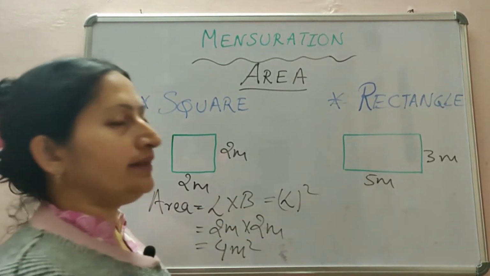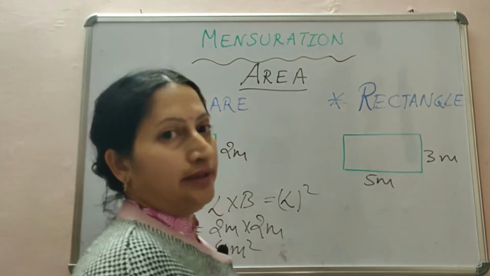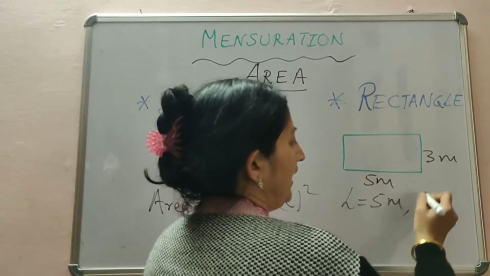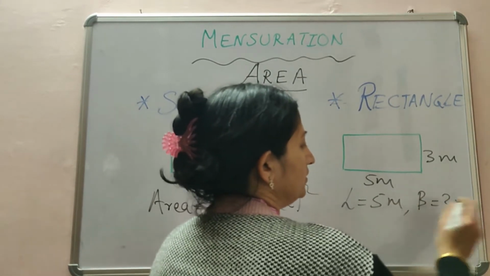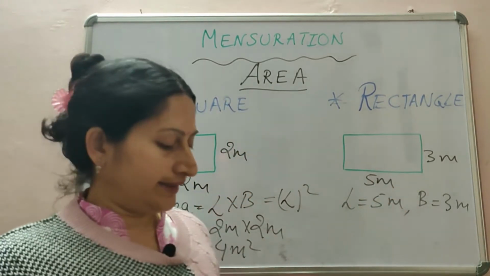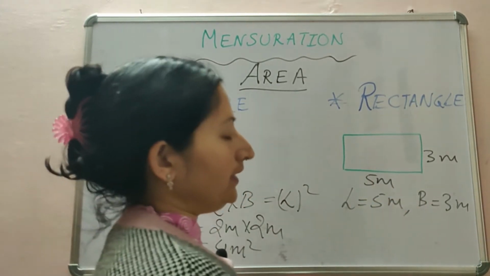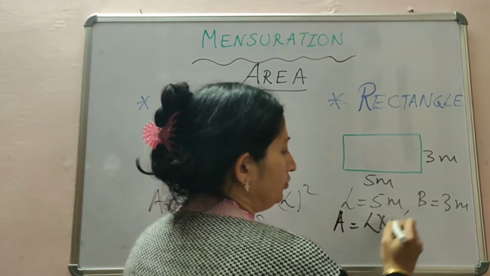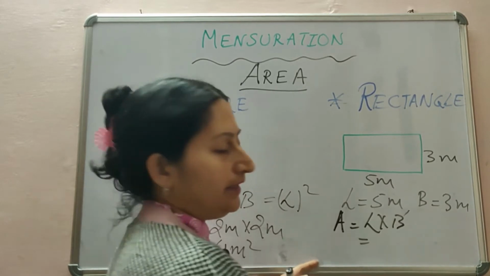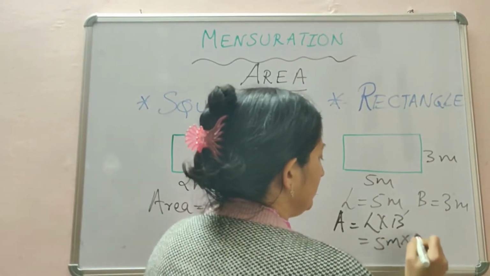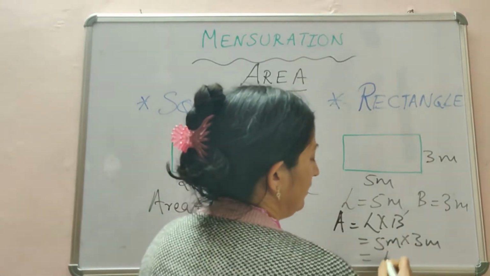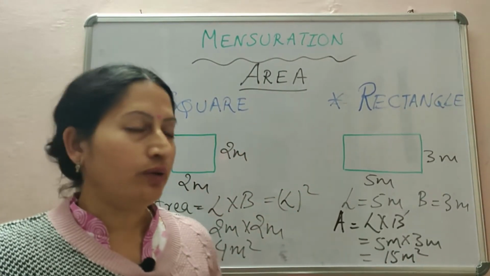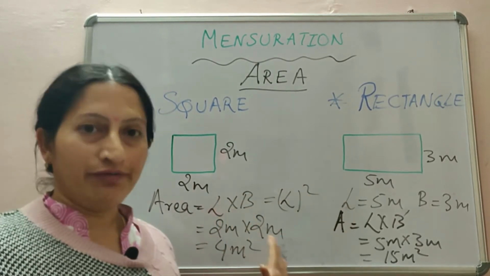So let's calculate the area for this figure. Here length is 5 meter and breadth is 3 meter for this given rectangle. So area will be equal to length into breadth, that is 5 meter into 3 meter, that is 15 meter square. So it's easy to calculate the area of any given figure.